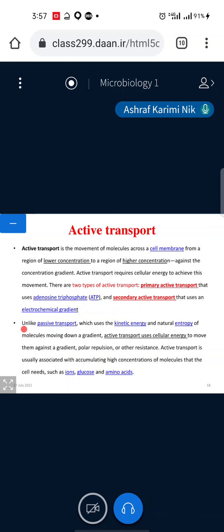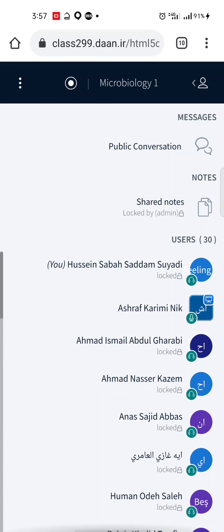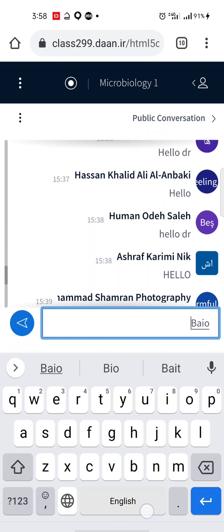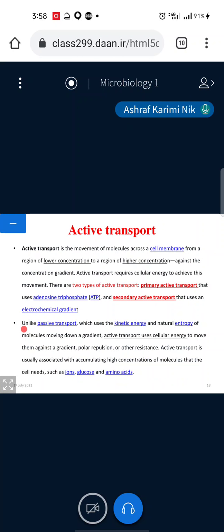Unlike passive transport, which uses kinetic energy and natural entropy of molecules moving down a gradient, active transport uses cellular energy. Yes, in active transport, cellular energy is needed to move them against a gradient, polar repulsion or other resistance. This is the difference between active transport and passive transport.